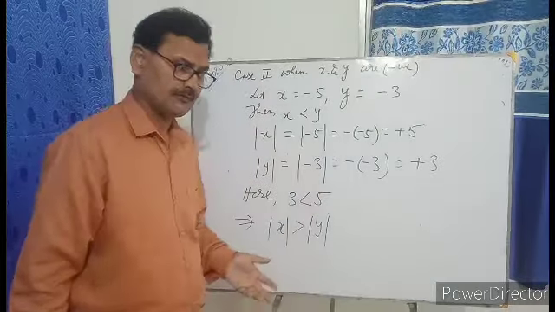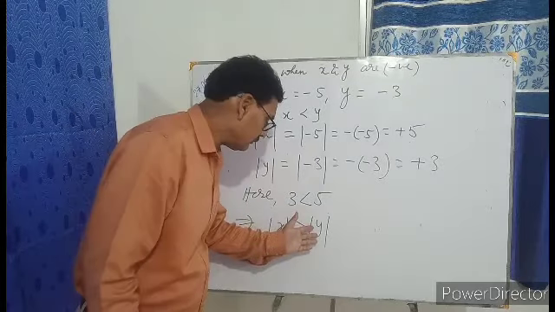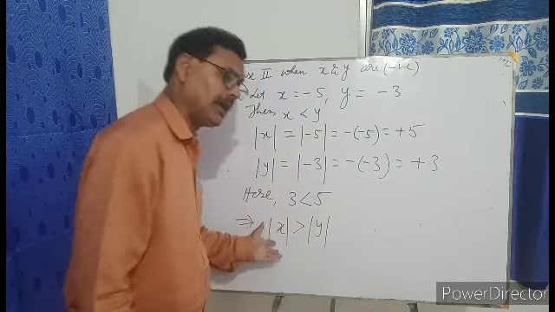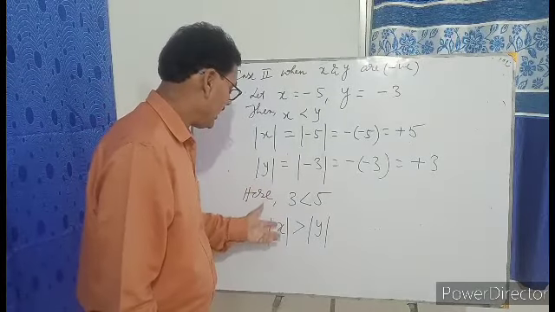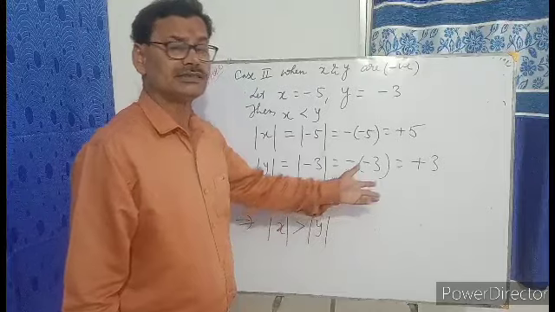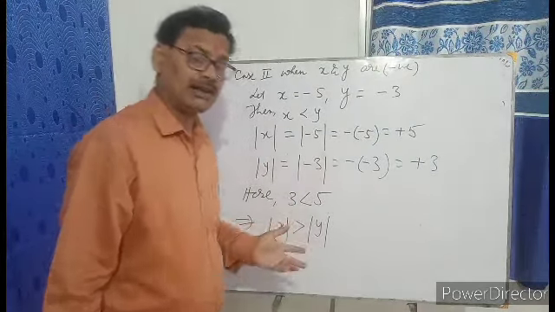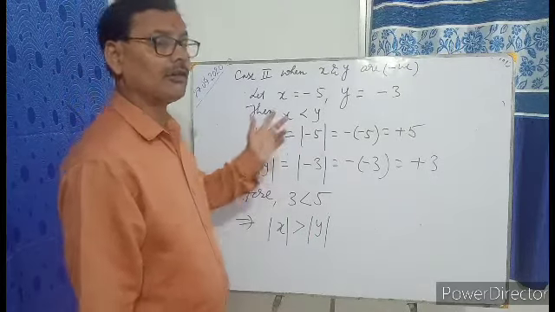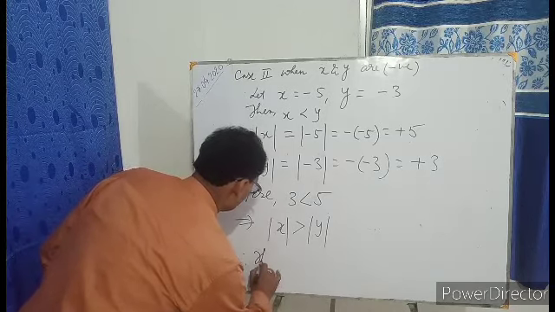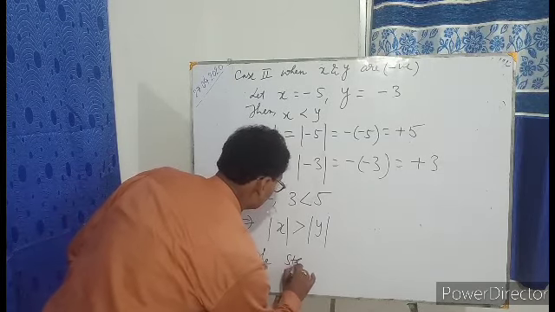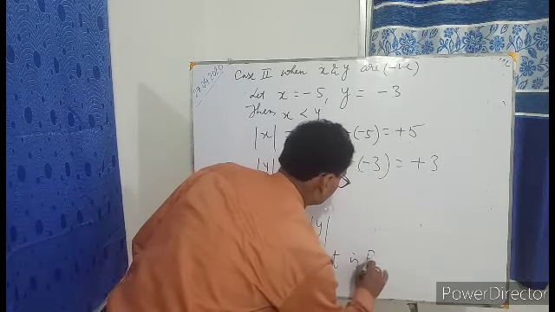You will see the question. The original statement was that the absolute value of y is greater than the absolute value of x. But what we have found here is that the absolute value of x is greater than the absolute value of y. This leads to a contradiction. Hence the statement, whatever was given, was wrong. So the statement is false.